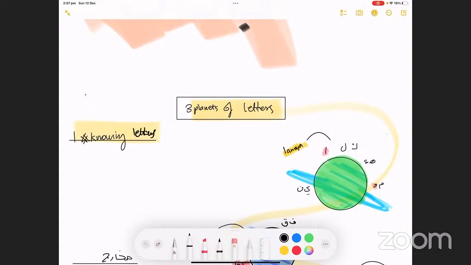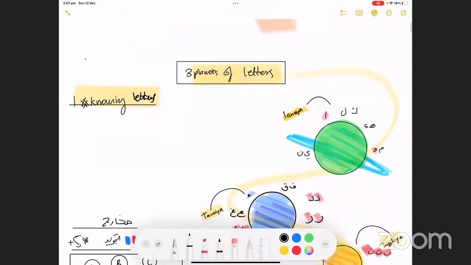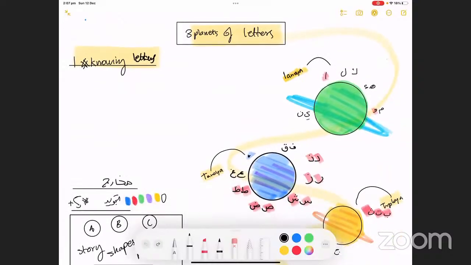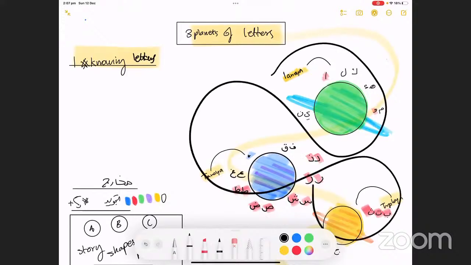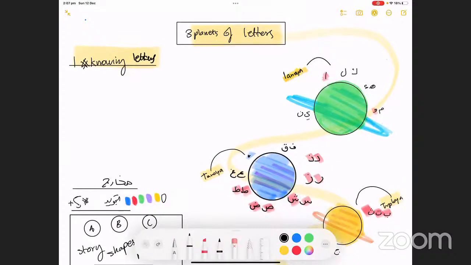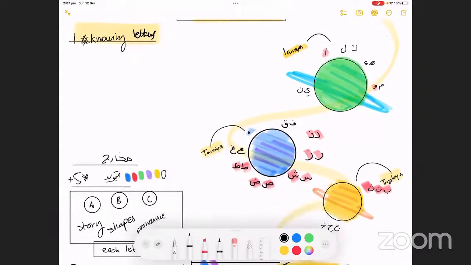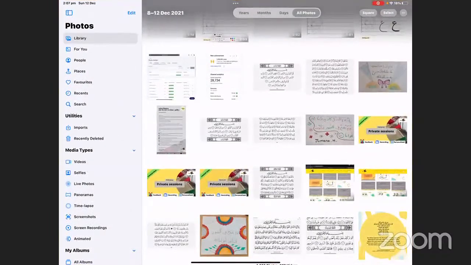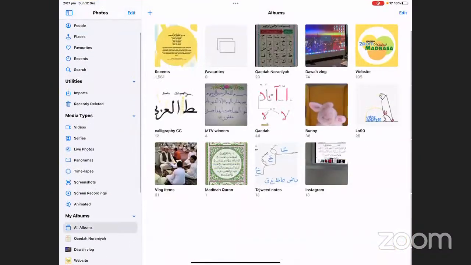All right, have a look at this. We started off by introducing letters to you guys. I taught you letters on three different planets: this planet, and then this planet, and then this planet. The reason I separate letters like this is because it's easier to learn letters when you divide them like this. To be very frank with you, when I learned letters, I learned them like this. I'll show you exactly how I learned.